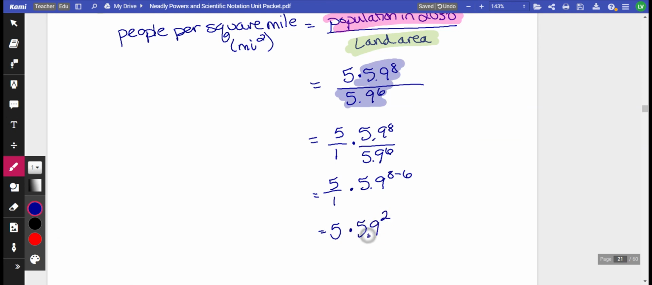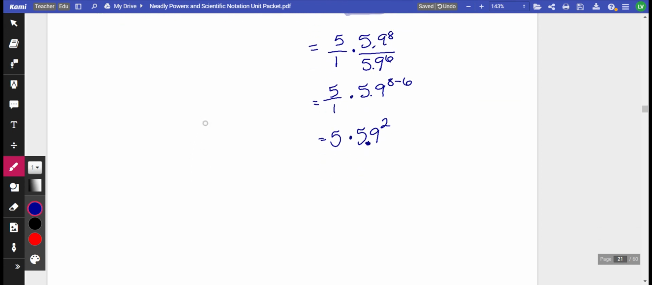Now, I don't want to leave my answer like this. I actually do want to calculate it, which when I put that in the calculator, this gives me 174.05. Well, you can't have 0.05, so 5/100ths of a person. So I'm going to round it, but I'm actually going to round down. So approximately 174 people per square mile.